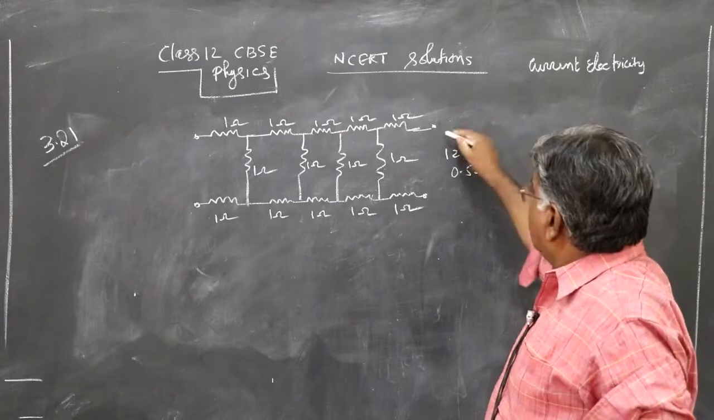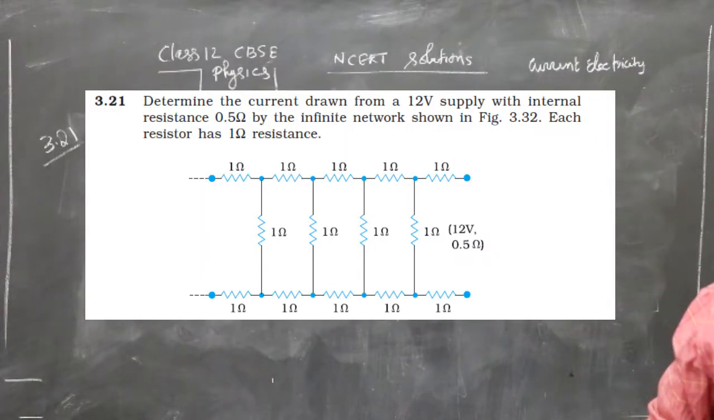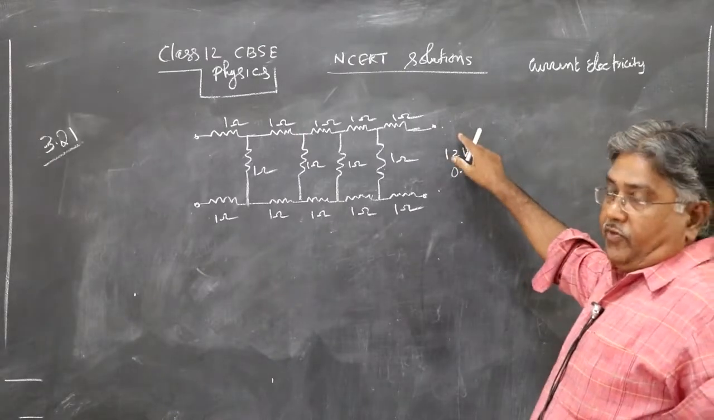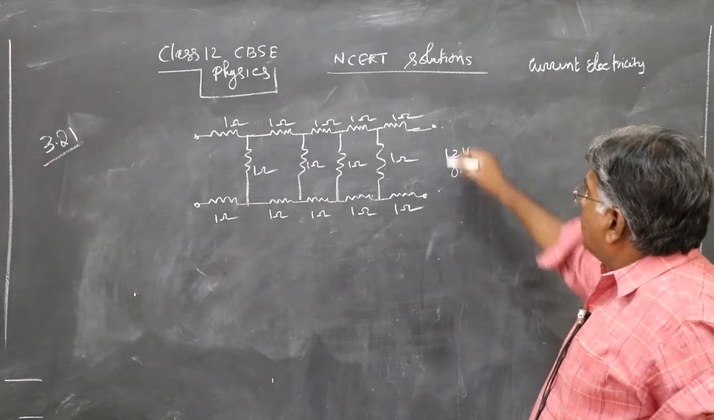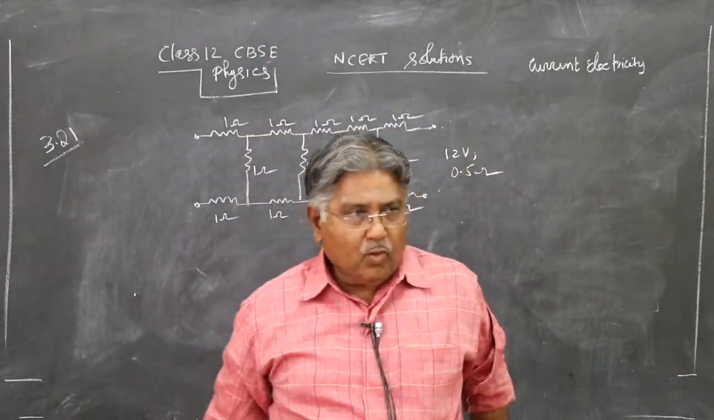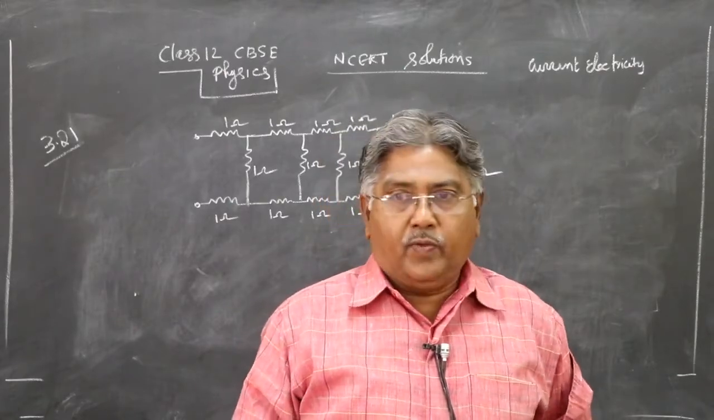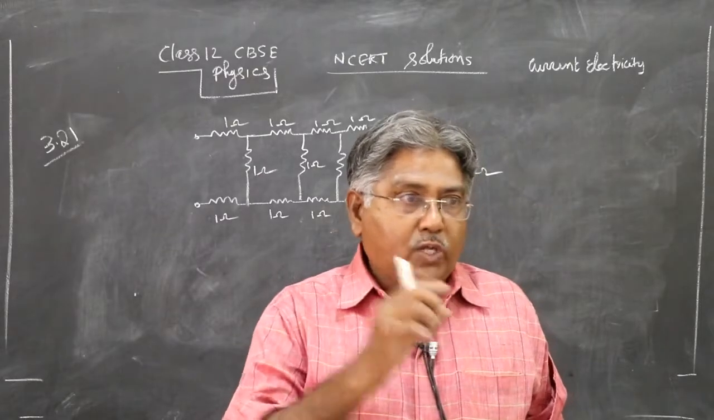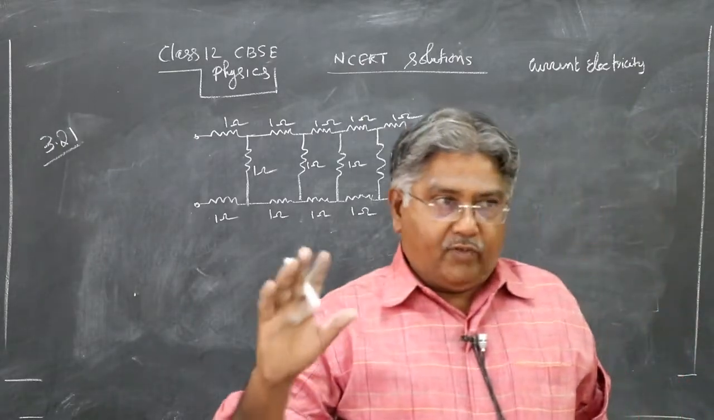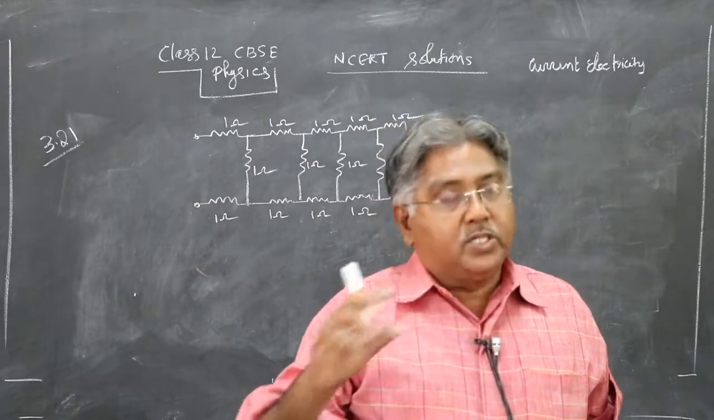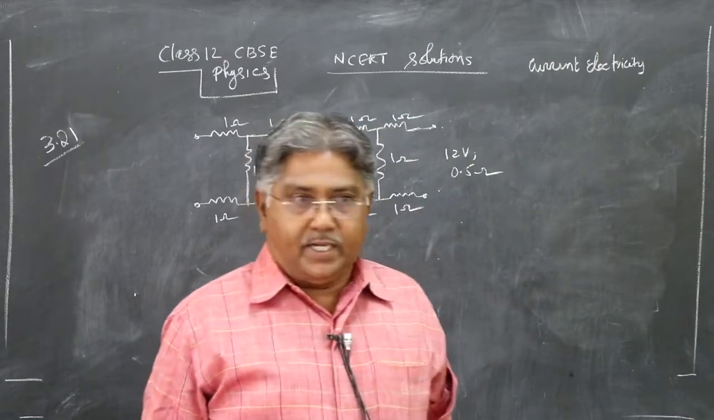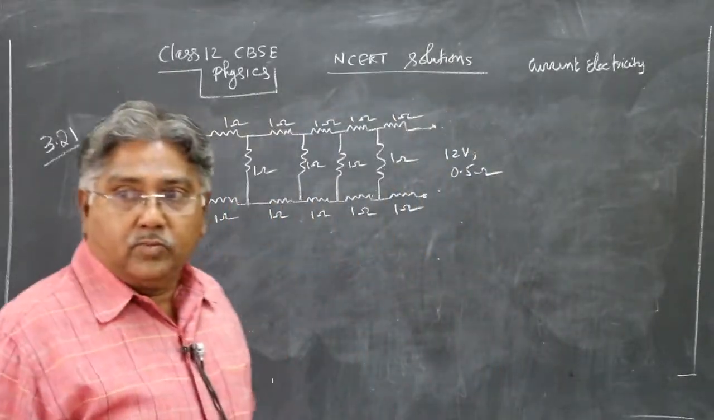The battery is connected here, 12 volt EMF and 0.5 ohm internal resistance. In a problem like this, which is an infinite ladder network, you apply one concept. You find out which unit is repeated infinite times. If one unit is removed, the effective resistance of the infinite network remains the same, not getting affected. Use this point and you can do it easily.